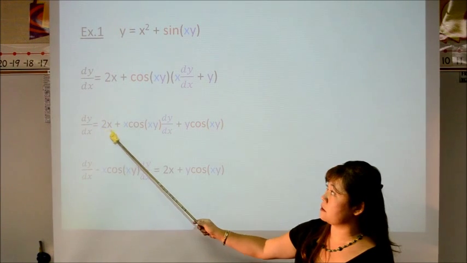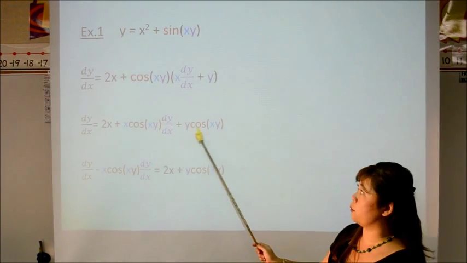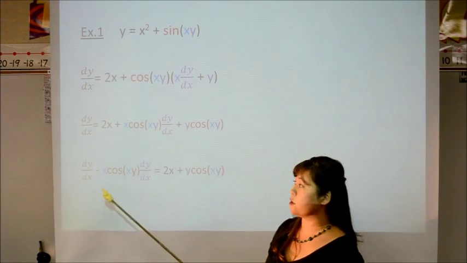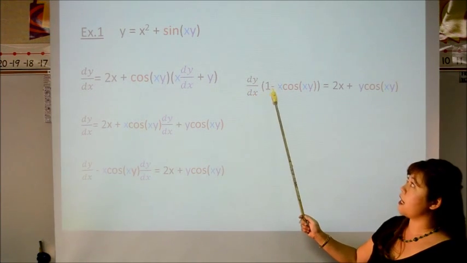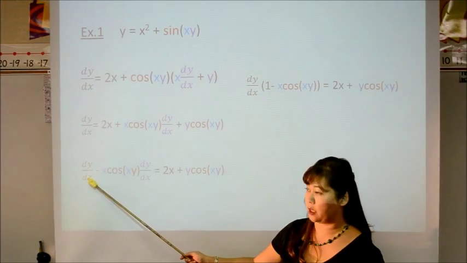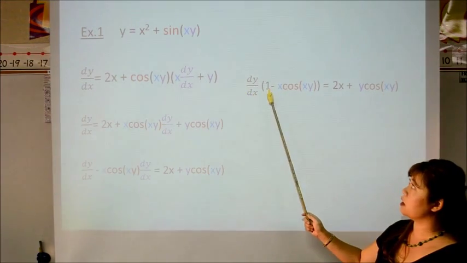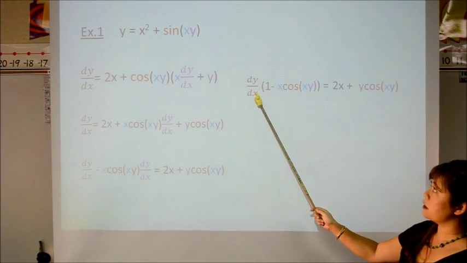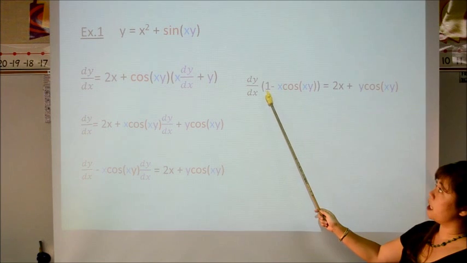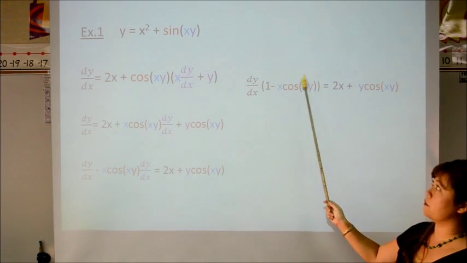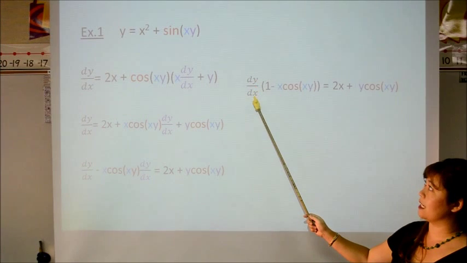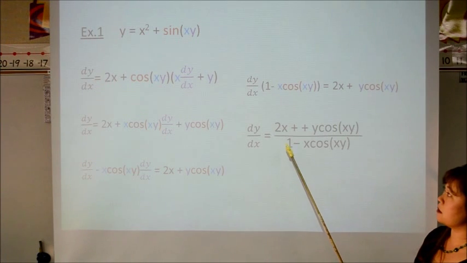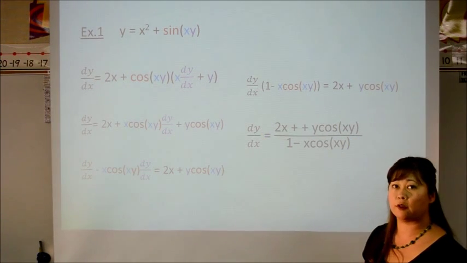I still have the 2x on the right-hand side, and also the y cosine xy on the right-hand side. We want to factor out a dy over dx. When you factor out a dy over dx, I have a 1 there, which is a placeholder for this. You can always check it by distributing to see if you go back to the original equation. So I factor out a dy over dx, and I'm almost there, because all I need to do now is get rid of this, and the only way to get rid of this is to divide, because right now it's dy over dx times all of this part of the parentheses. So we divide on both sides, and this is your final answer for the first derivative implicit.